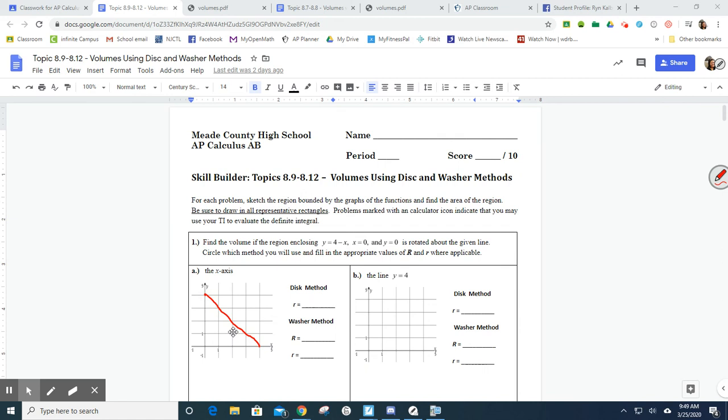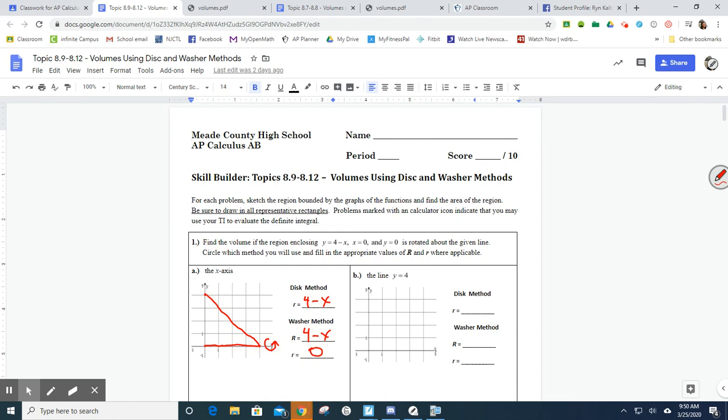If we're going to be rotating it about the x-axis, for my disk method, my r, I'm just going to go from here up. My r is going to be just the 4 minus x. For the washer method, it's still 4 minus x, big R, but little r, there's not one because it's solid against that surface. I think that's what he's looking for there: for you to recognize what big R and little r are in both situations, and how the disk method and the washer method are related to each other.